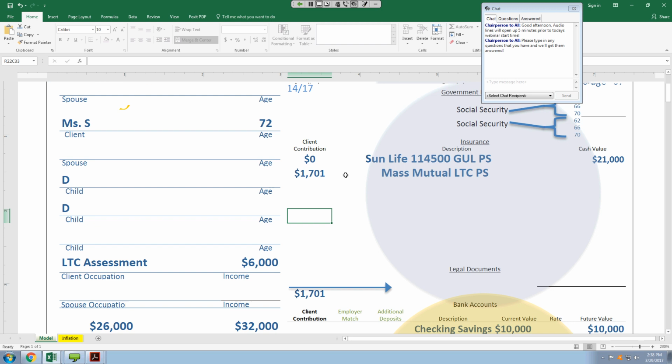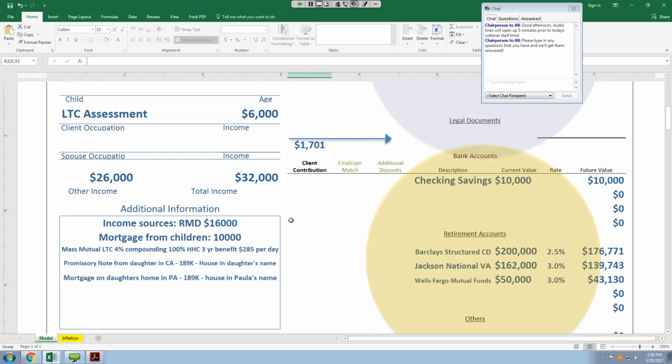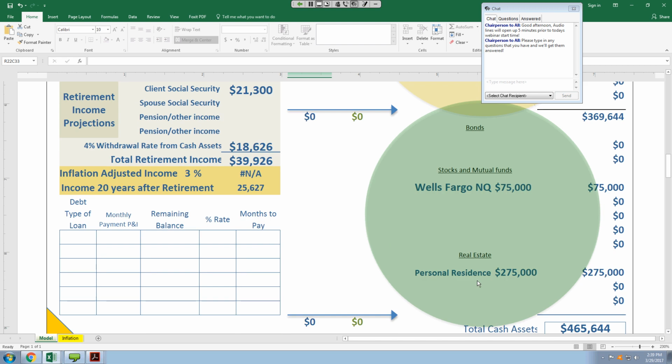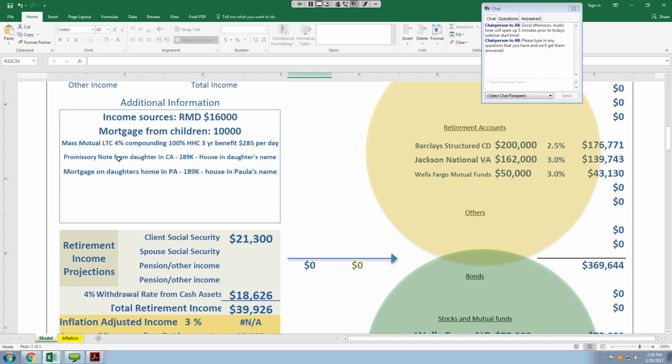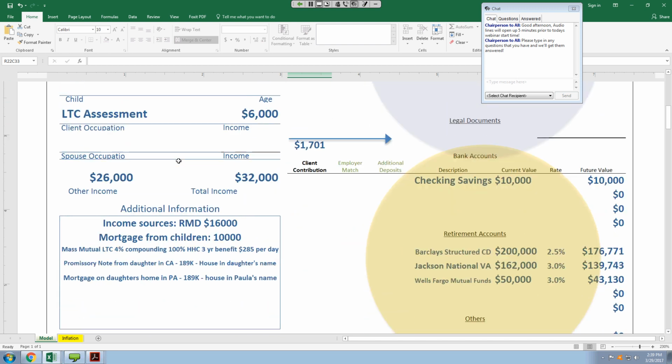All right. Other than that, though, everything else looks pretty darn good, considering the fact that she doesn't need a lot of income. If I scroll down for a second, personal residence $275, no mortgage. That's awesome. She's getting Social Security. Looks like she's got some type of promissory notes. They're collecting money from their two daughters, daughter 1, daughter 2. That's what those double Ds are.